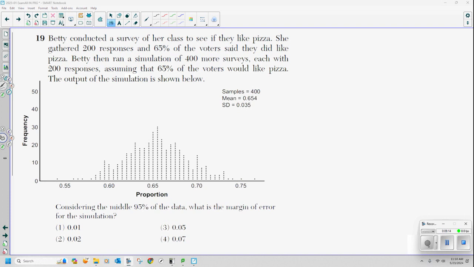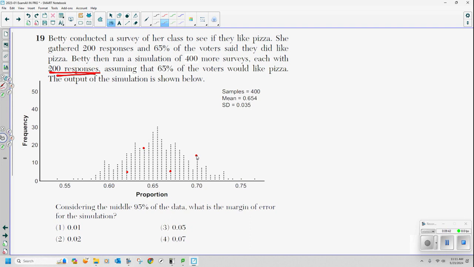Okay? So we look at all these dots. Each dot, this dot right here, this dot right here, this dot right here, each one of those dots represents a separate survey of 200 responses. That's crazy. The bottom says below the graph, consider the middle 95% of data. What is the margin of error for the simulation?